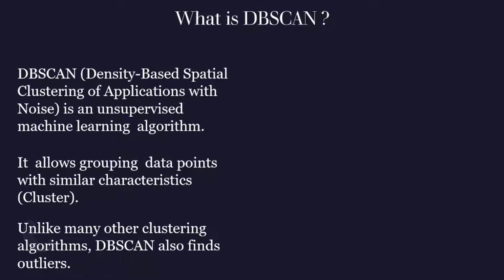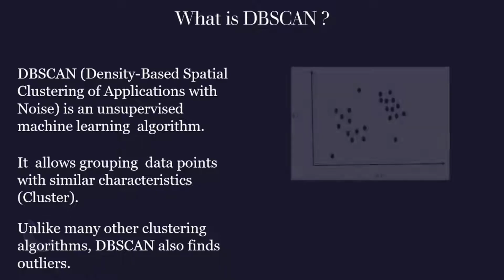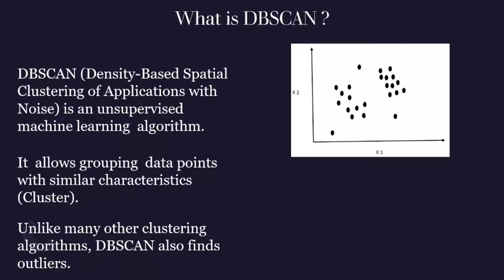DBSCAN is one of the many clustering algorithms, but it has the advantage that not only will you be able to identify clusters, but you will also be able to find outliers. As I said, for example, let's say you have a two-dimensional data set and you have data points with x1 and x2. You can plot your two-dimensional data set like you see on your screen.